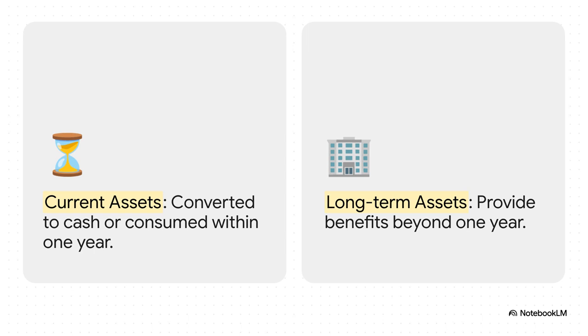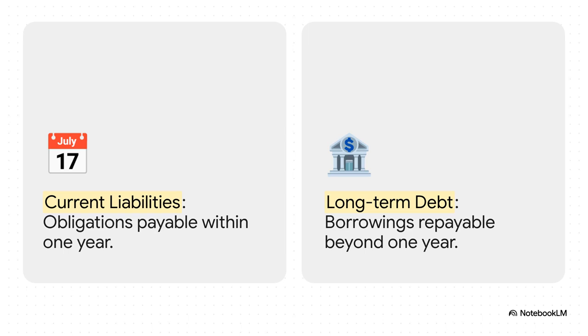On the flip side, long-term assets like property, plant, equipment, and intangible assets like patents, well, those are intended to provide economic benefits way beyond that one-year mark. Think of that as the actual warehouse building itself. And that exact same time-based logic applies to what the company owes. Current liabilities are obligations payable within 1 year, like accounts payable to suppliers or short-term debt. You've got to pay these immediately using current resources. It's an immediate crisis you have to manage.